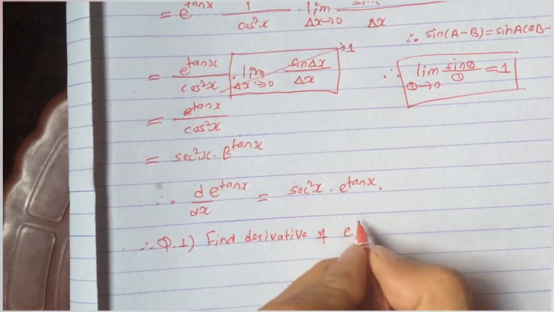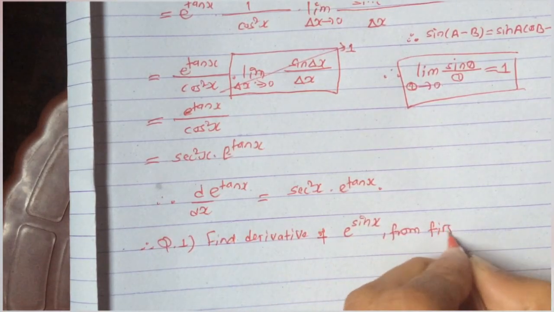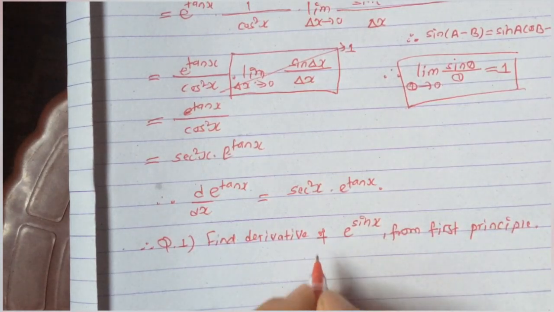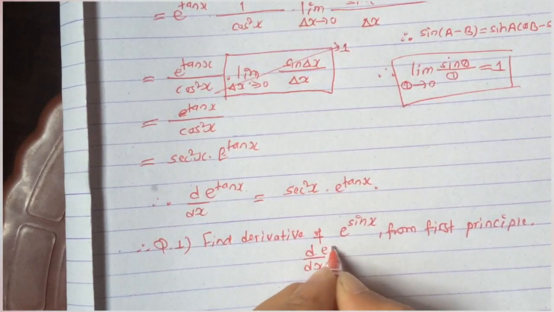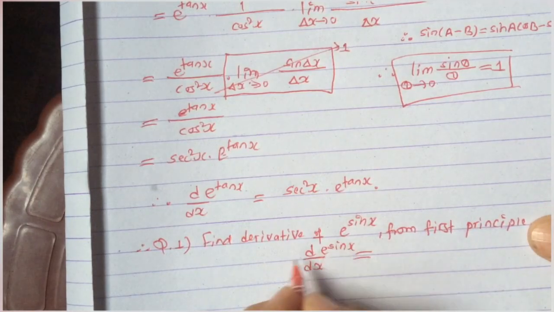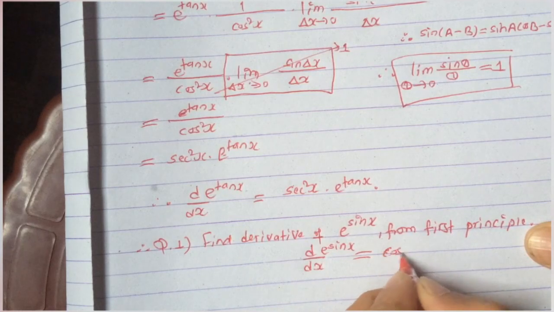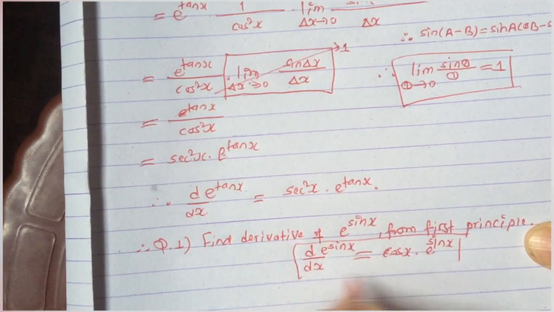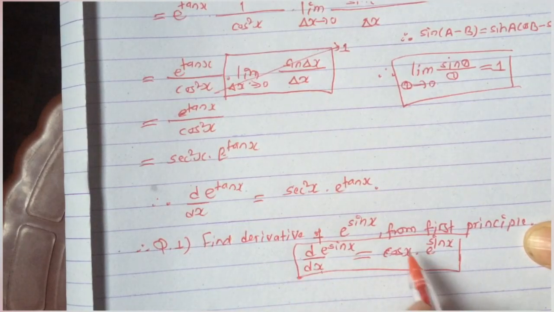Now as homework, I am giving you this function e^(sin x). You have to find the derivative of e^(sin x) from first principle. Please try this, and let me give you the answer as well. The derivative of e^(sin x) with respect to x is equal to cos x times e^(sin x). You have to get cos x times e^(sin x). Please try this as an exercise. This much in this video.